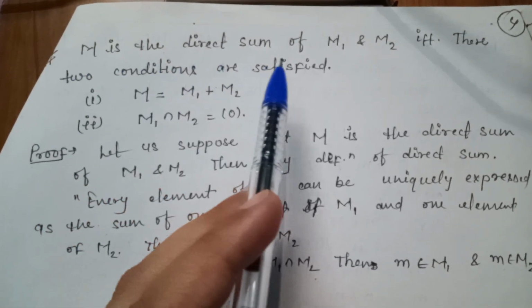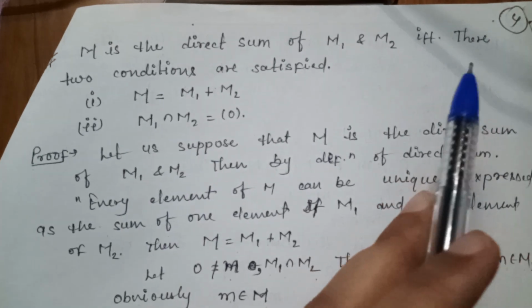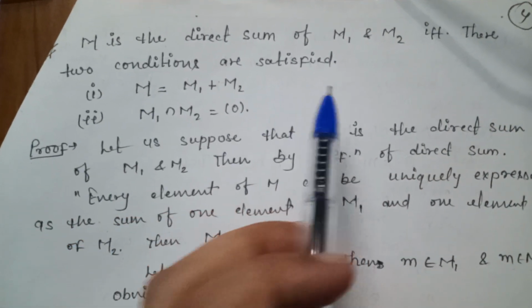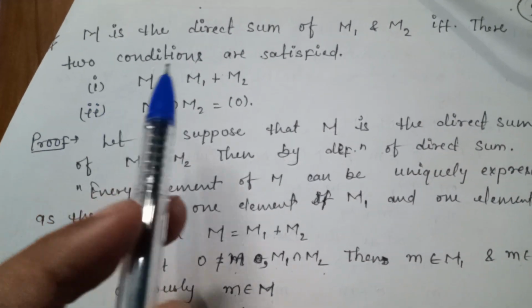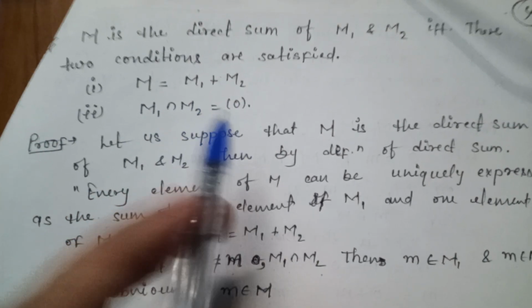M is the direct sum of M1 and M2 if and only if two conditions are satisfied. The first one is M is equal to M1 plus M2. Second, M1 intersection M2 is equal to 0.